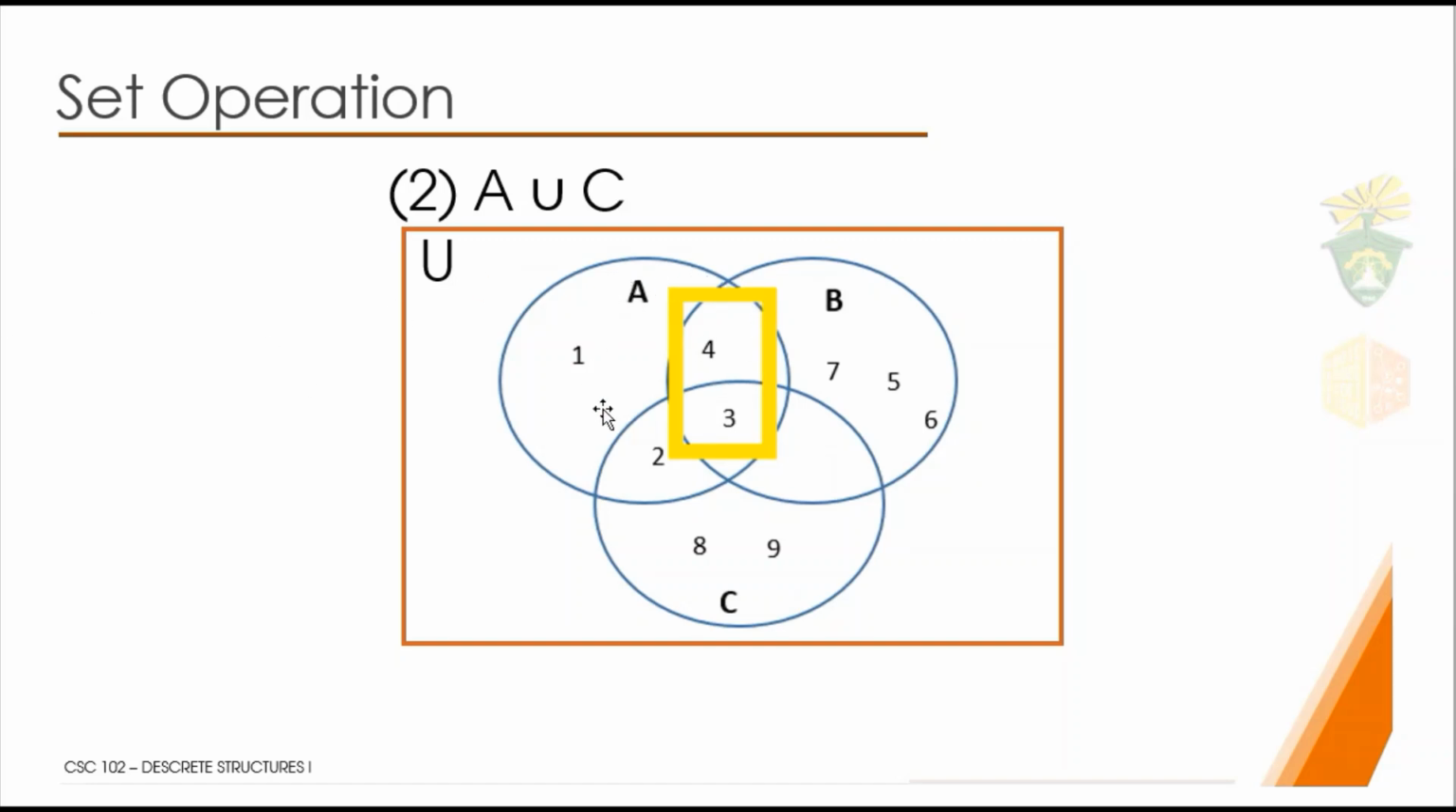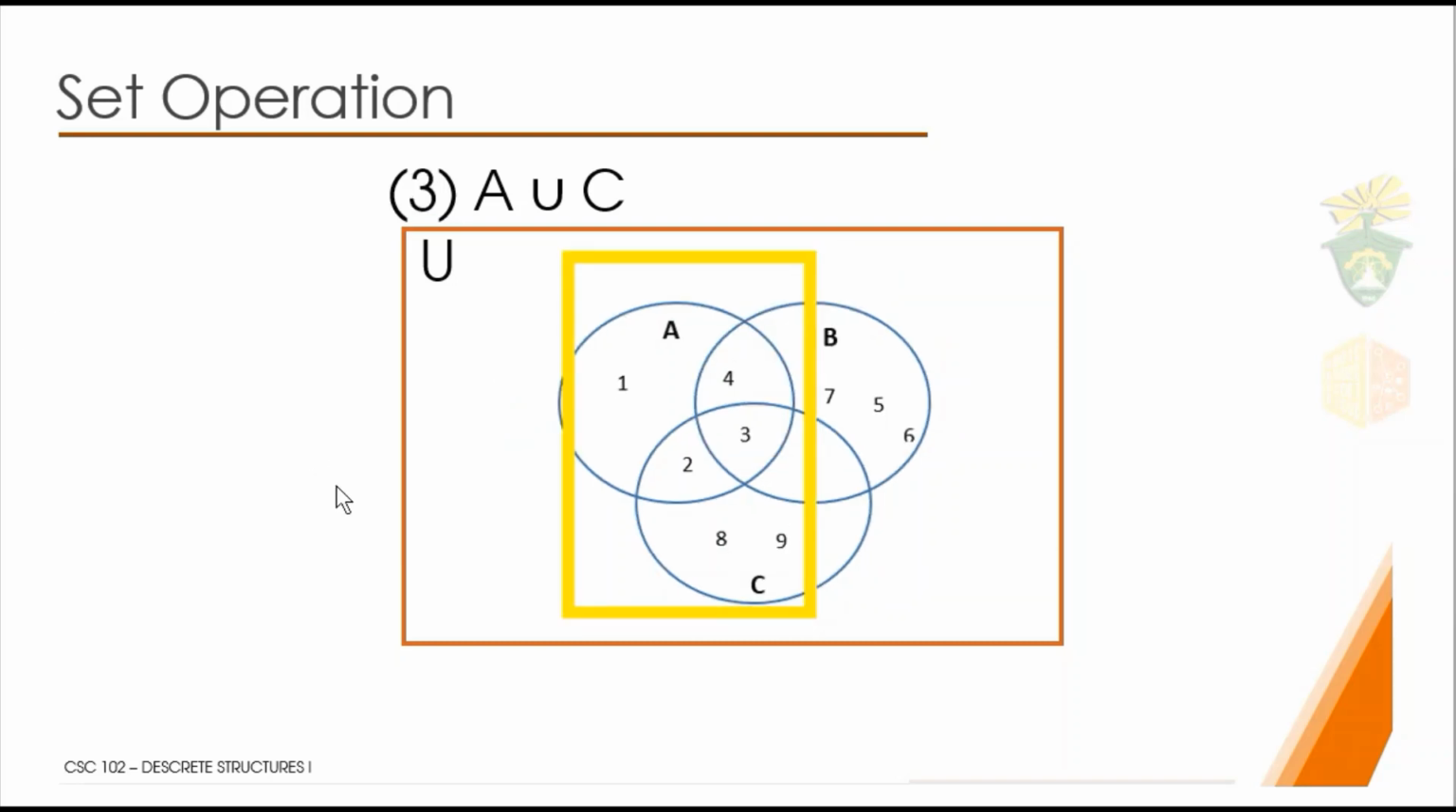As you can see, only the elements common to A and B are what we need. So that is 4 and 3. Now the third question is A union C. If we union A and C, these are the only elements that we need. Since B is not part of the picture here, we do not include the elements of B. So only those elements found in A and C are in our solution.